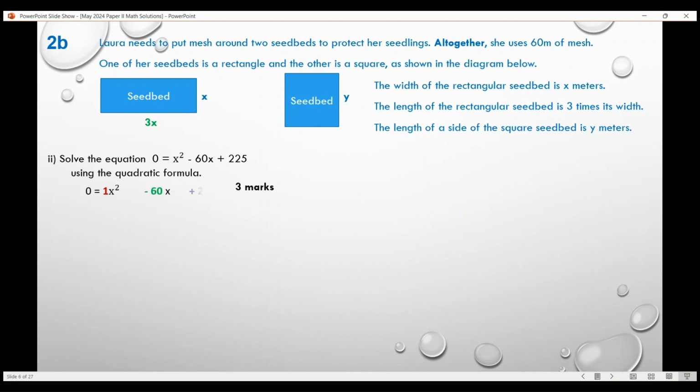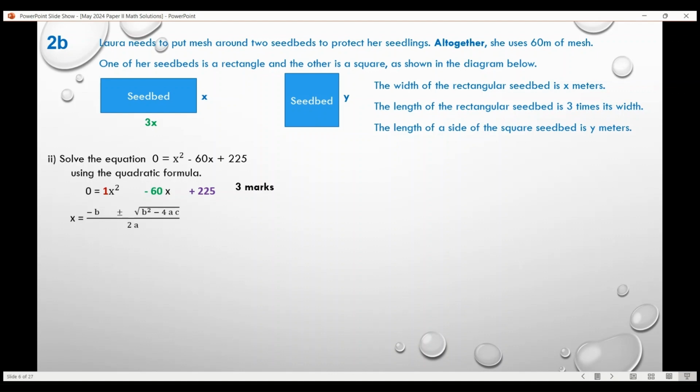So if we write it back and consider the coefficients, the coefficient of x squared is 1, which we have in red. The coefficient of x is minus 60, in green. And c is plus 225. So that'll be a, b, and c when we write our formula. So x is equal to minus b plus or minus the square root of b squared minus 4ac, all over 2a. Remember, this formula is given in the formula sheet.